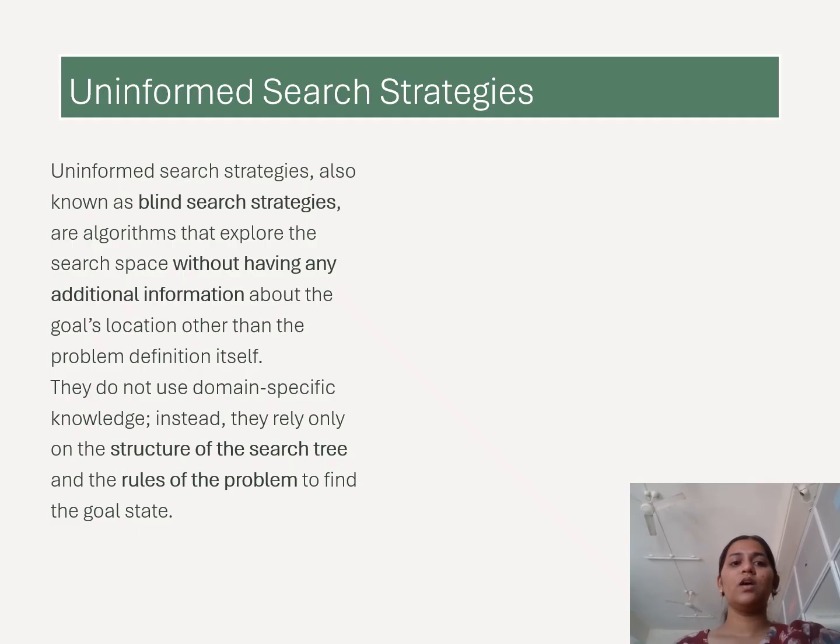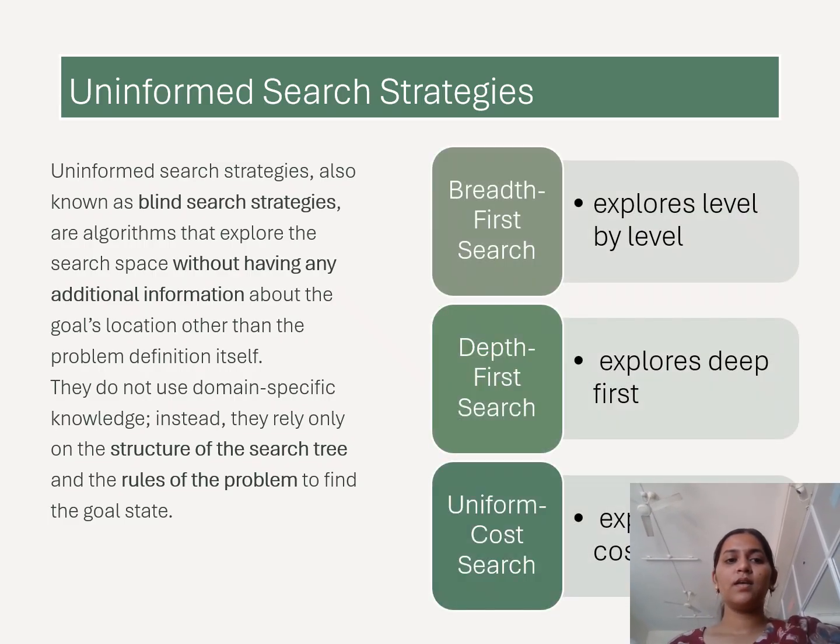Uninformed search strategy, also known as blind search strategy, means algorithms that explore the search space without having any additional information about the goal's location other than the problem definition itself. In uninformed search strategy, there are three types of search: breadth first search, which explores level by level; depth first search, which explores deep first; and uniform cost search, which explores by cost.